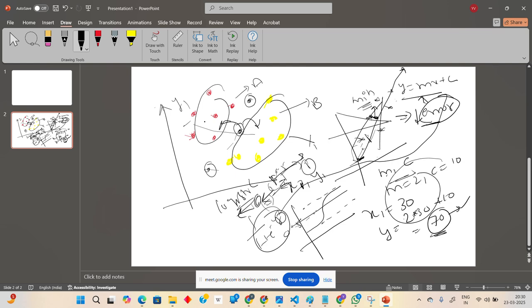But when it comes to SVM, what is the scenario, what is the mathematical intuition, and how exactly does it work? Let me take a new one.